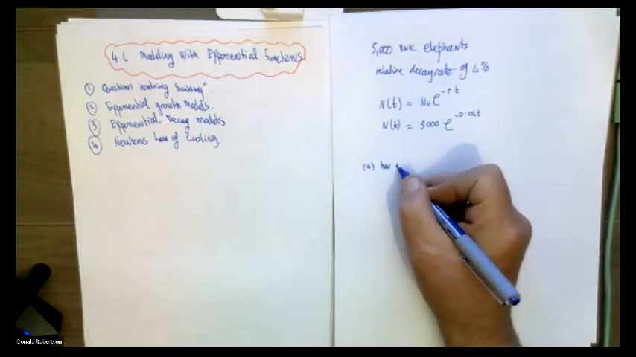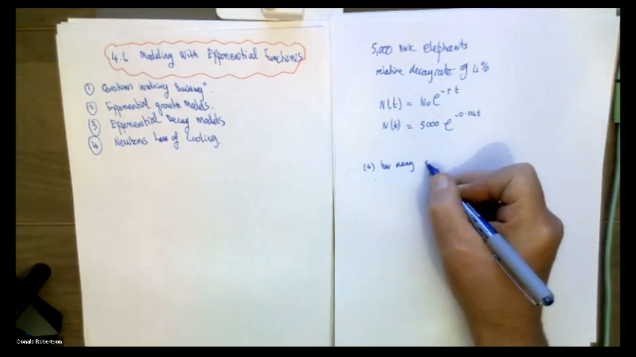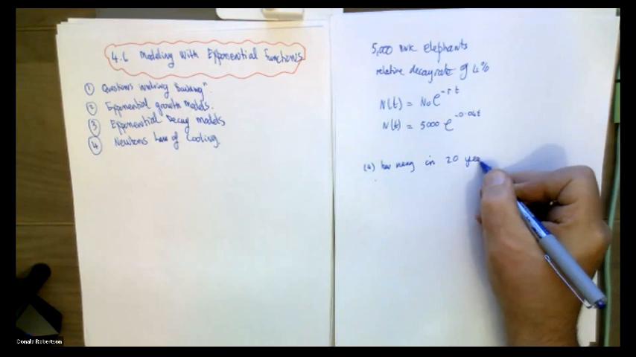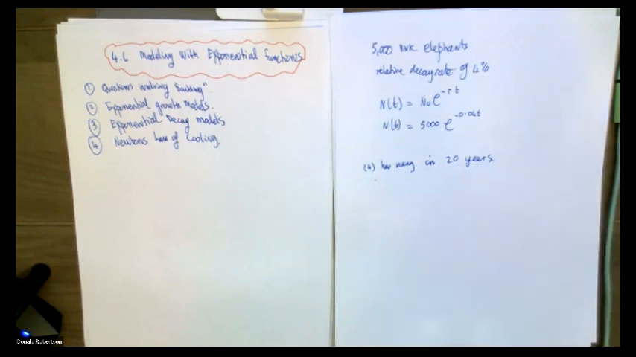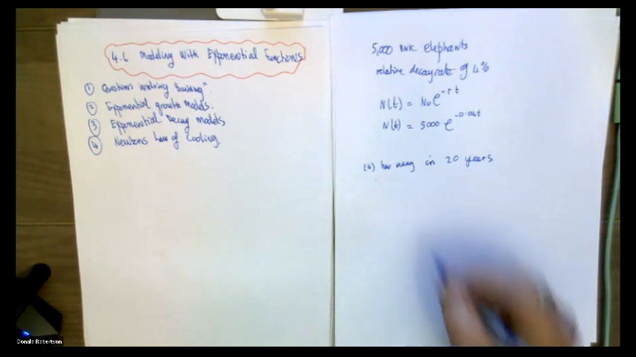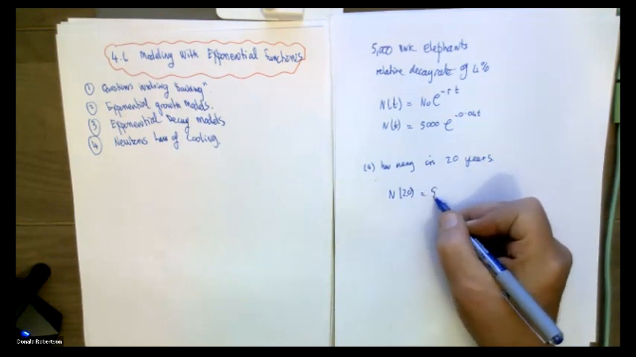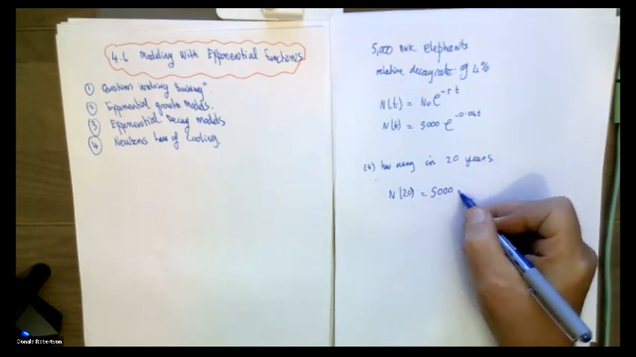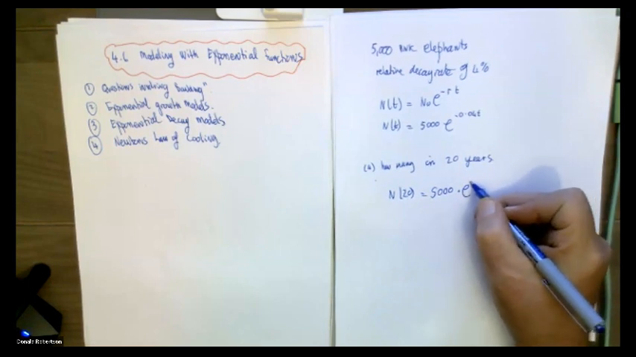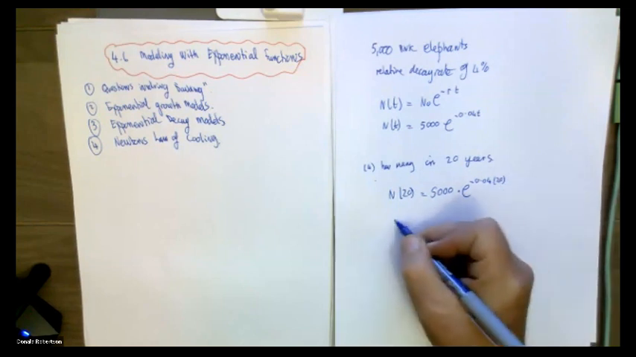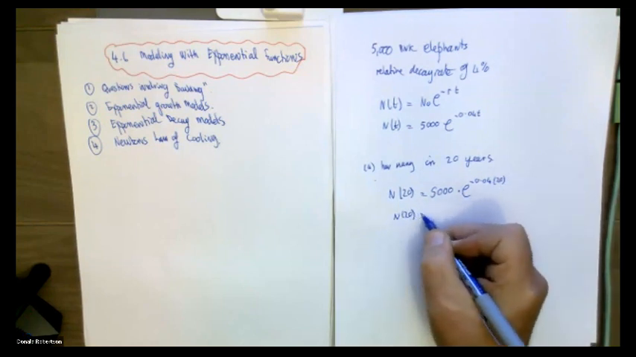One of them will be, how many elephants in 20 years? So if the elephants keep getting fewer and fewer, what's going to happen? Well, you're going to have less, of course, but how many will you have in 20 years? So the number in 20 years is going to be 5,000 times e to negative 0.04 times 20. That's really just a plug and chug on my calculator.